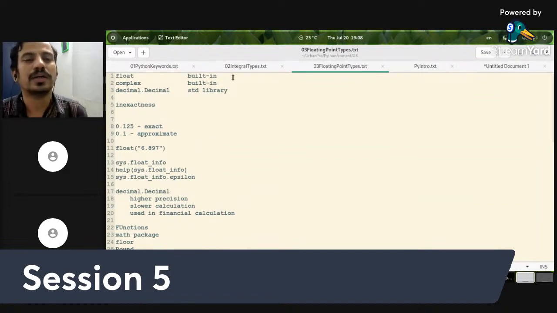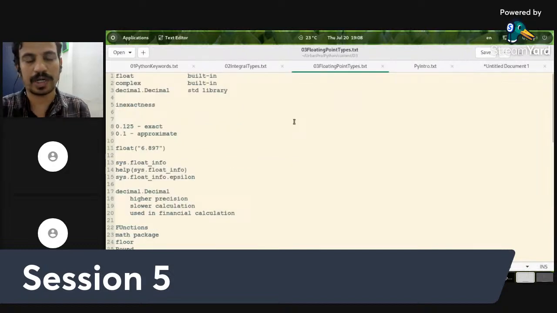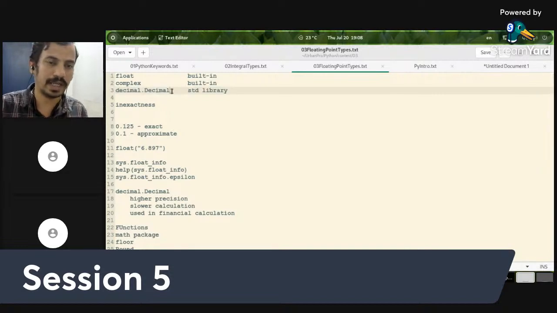Yeah, so we saw about integer types. Next is floating point types. How do we represent decimal values, numbers that have something after the decimal point? We have two data types, float and complex, and another called decimal dot decimal. It is not readily available. You have to import it.